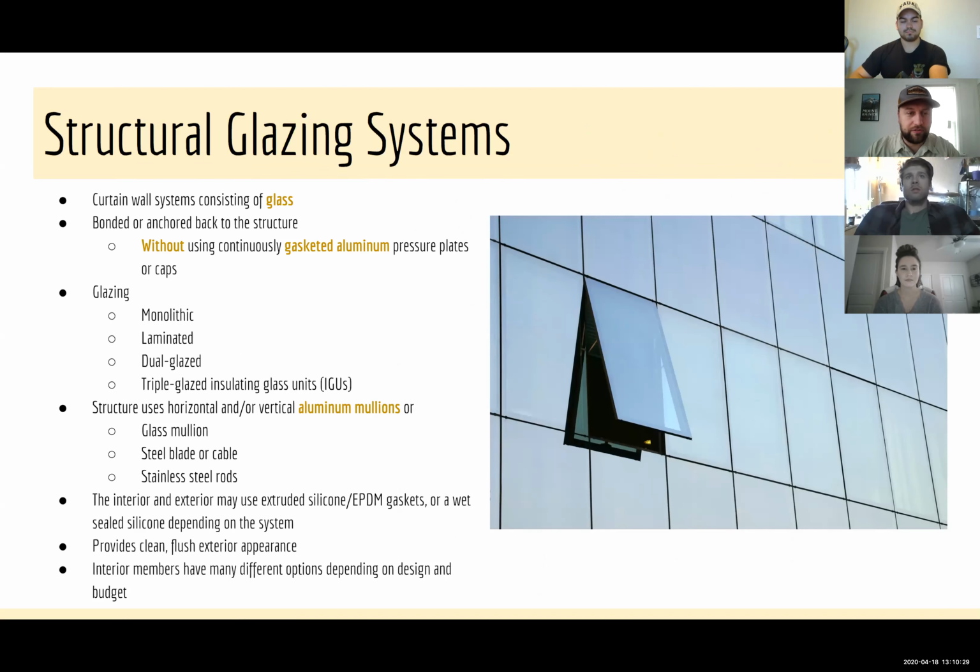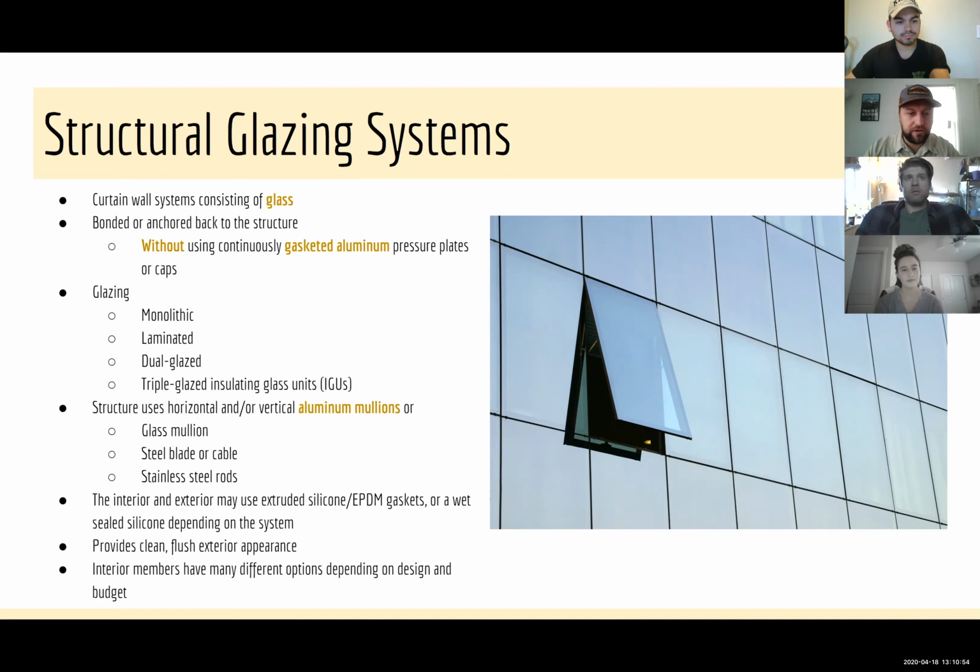Next, we get to structural glazing. It's a curtain wall system consisting of glass mostly at the, it's bonded or anchored back to the structure using a continuously gasketed aluminum pressure plate or cap. And your glazing can be monolithic, laminated, dual glazed, or triple glazed insulated glass units, or IGUs.